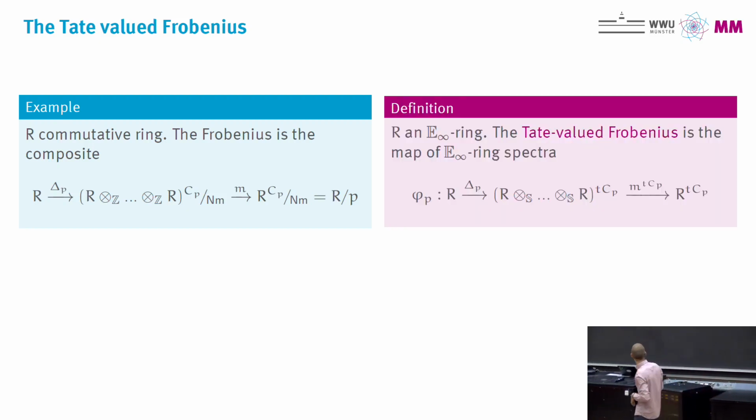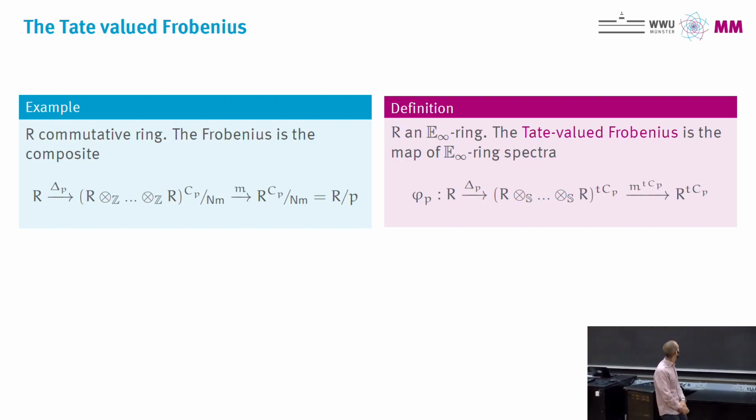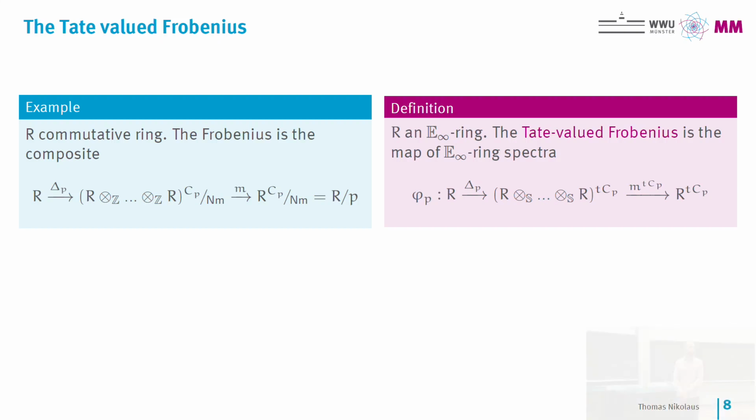Okay, and this is exactly the kind of thing we generalize to higher algebra. So for R an E-infinity ring spectrum, we just define the Tate-valued Frobenius to be the composite where we do this Tate diagonal, delta p, and then we compose with the multiplication to the Tate C_p. Again, for an E-infinity ring spectrum, this is an equivariant map, and everything works out. That's the definition. And well, at this point, I guess I'm obliged to tell you that this is a non-trivial map and all of that.